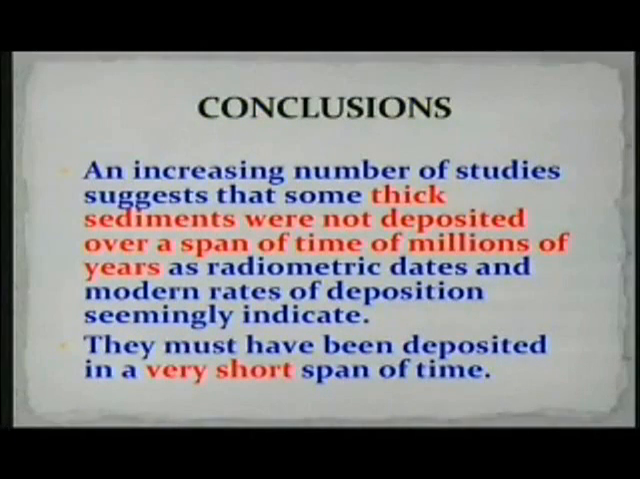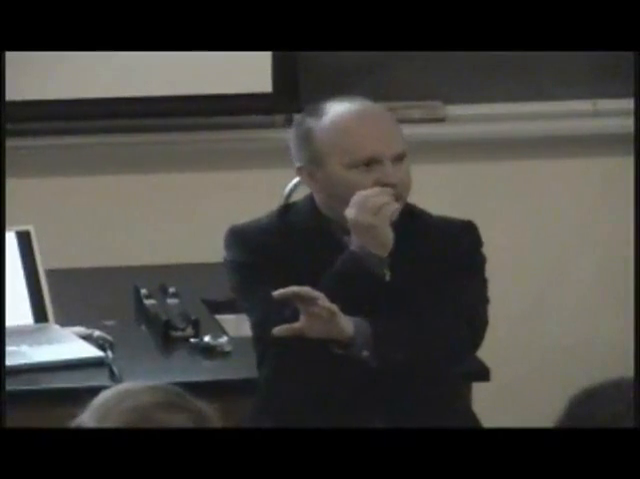An increasing number of studies suggest that some thick sediments were not deposited over a span of time of millions of years, as radiometric dates and modern rates of deposition seemingly indicate. They must have been deposited in a very short span of time. I don't know how short. That I don't know. But I see that the study of these fossils challenges and questions radiometric dates. Something has to be wrong with radiometric dates, because the study of fossils, and not only these fossils, many other fossil occurrences, question the radiometric dates. Some things occurred differently in the past.